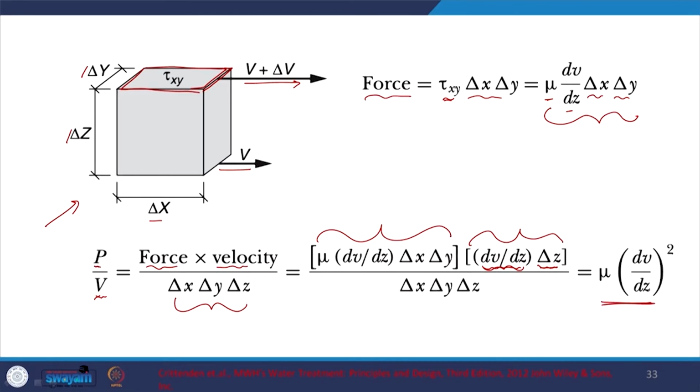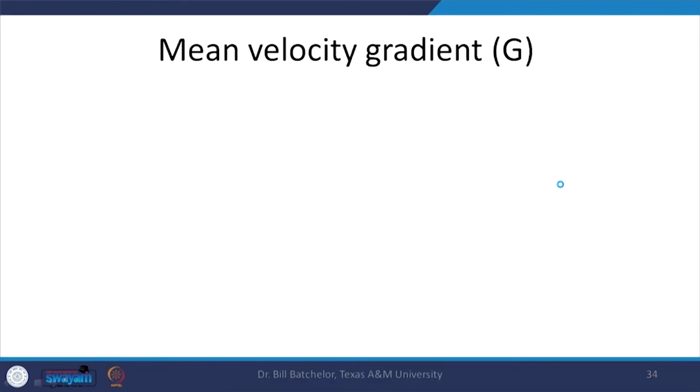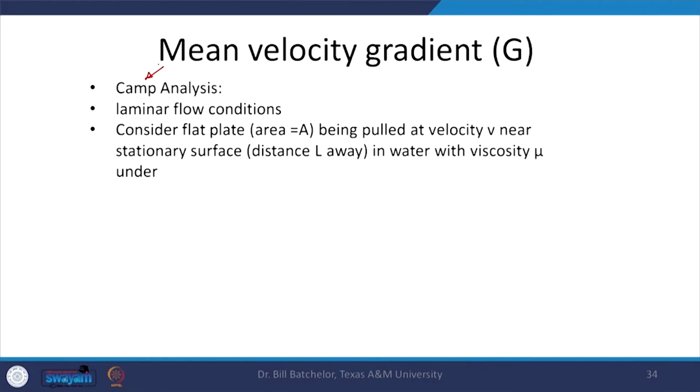And please note that we said that this G is the mean velocity gradient, so this is what we have here, G. So this will give me an idea about the level of mixing. A different way, again, this is from Dr. Batchelor, but the person who looked at it or presented this was Dr. Camp. So in the Camp analysis, we are assuming laminar flow conditions. That is what we saw 2 slides before.